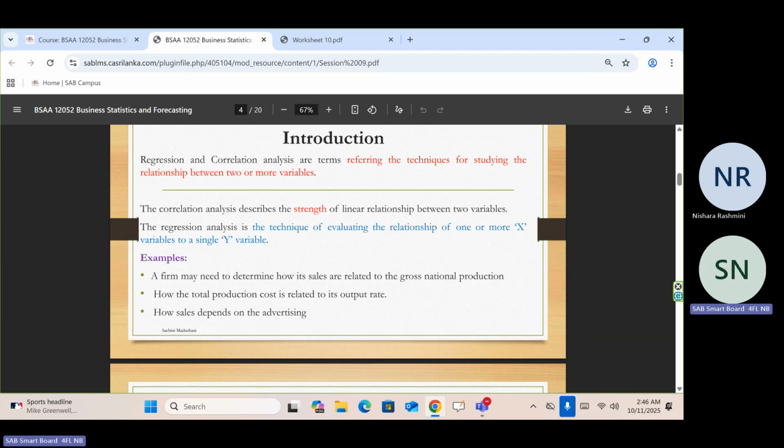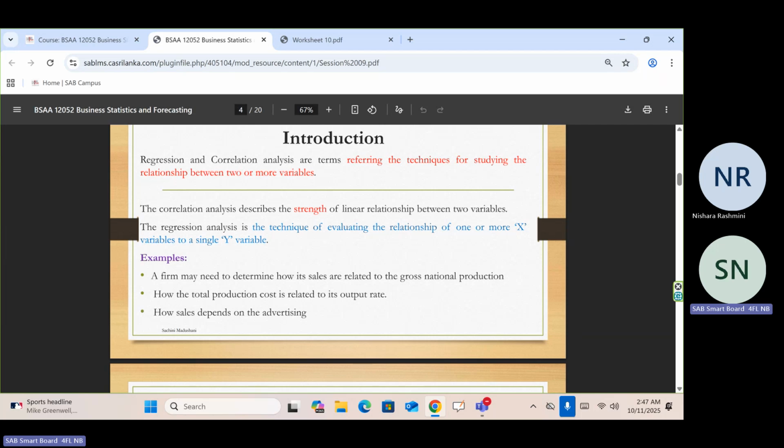Understood? Normally, you know, in the economics subject you study price and the quantity demanded. Tell me what kind of relationship is there between price and quantity demanded? Inverse relationship, negative. Negative or inverse means the direction of the linear relationship.